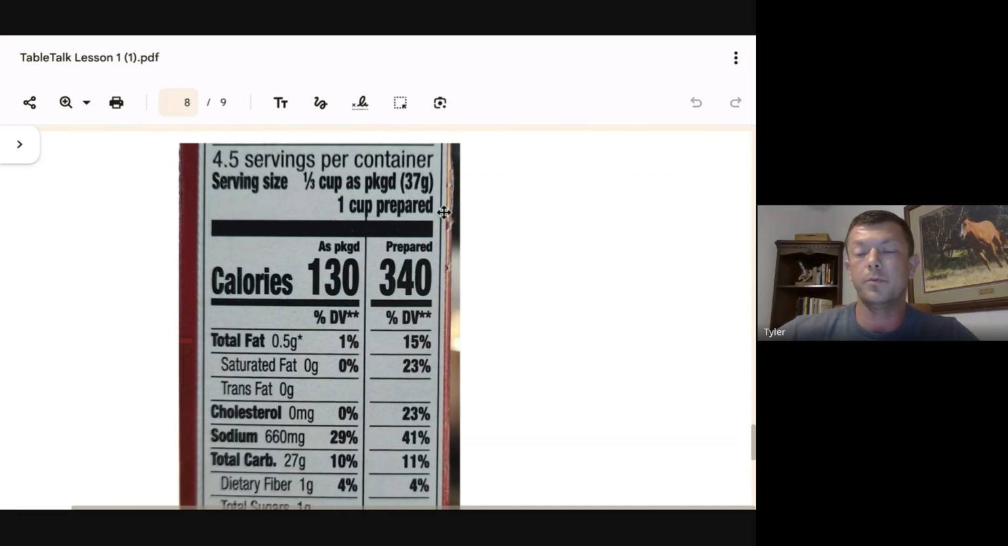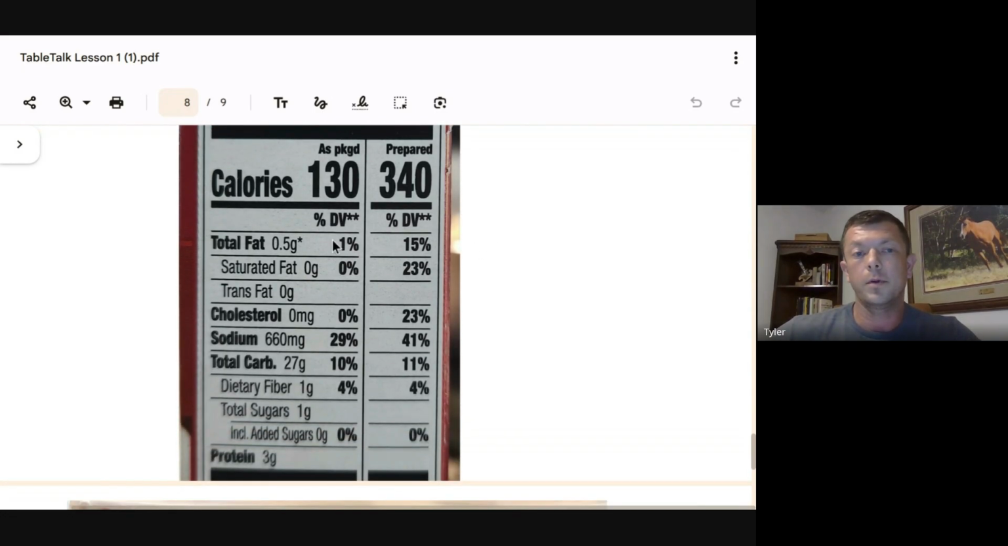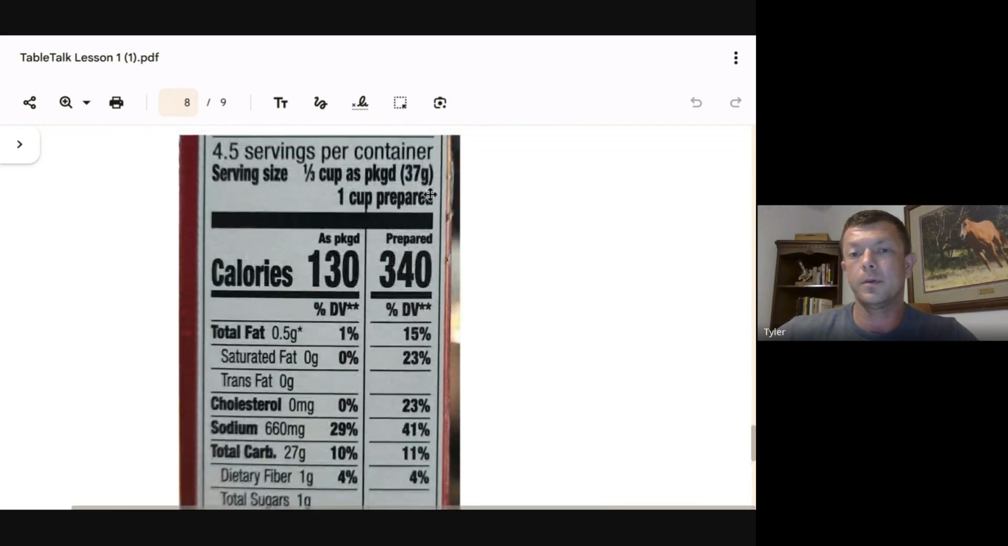It's 1 cup if you prepare it as directed, which includes water, milk to kind of cream up the sauce, and of course the ground beef. Now, because of that, they're offering 2 different columns. One column is showing our nutritional information as packaged. 130 calories, if you are at 37 grams here for 1/3 of a cup.